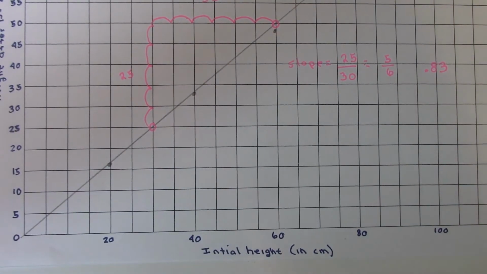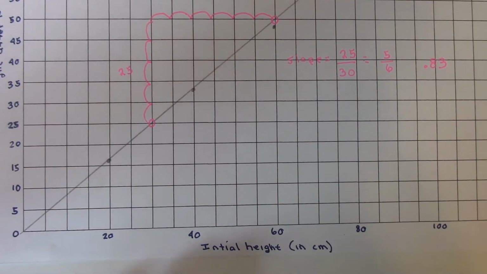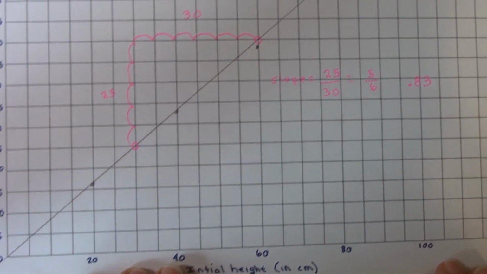Here is my graph of the data for the golf ball. I drew in the trend line, and we know it's a proportional relationship, and it goes through the point 0, 0, because when it has no height, then it's not going to have a bounce. It stays on the ground.